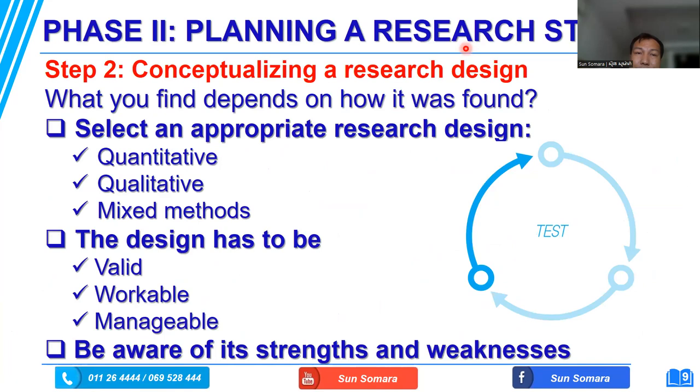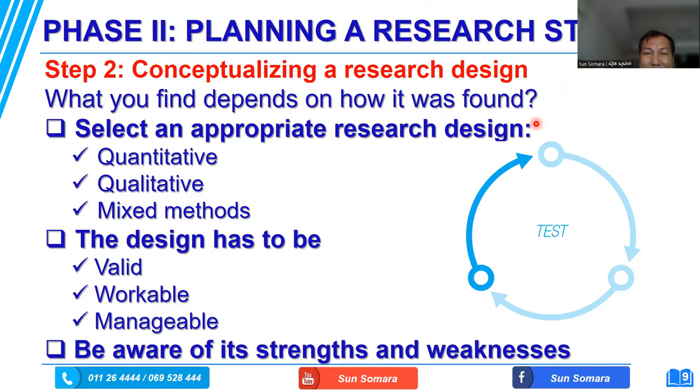About planning a research study, right? Planning a research study means it's just about method. So about step 2, conceptualize a research design, that you need to plan in advance. You can ask yourself, what you find depends on how it was found.